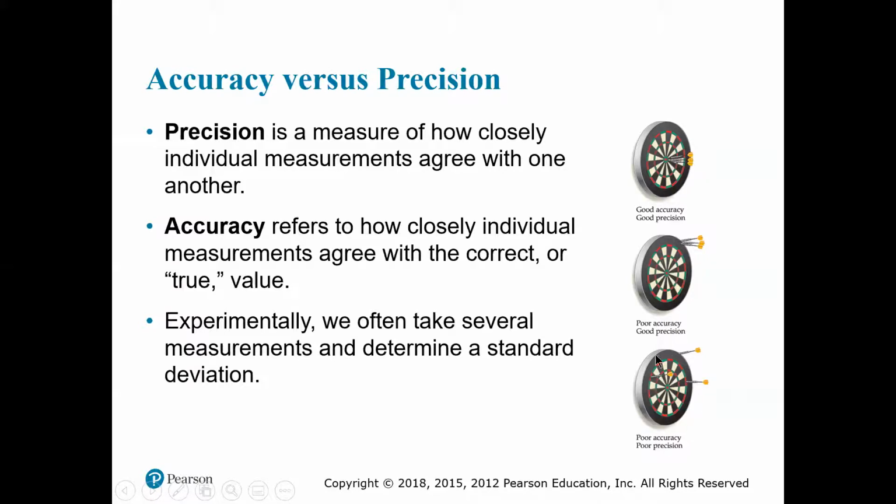This one down here looks like what my target looks like. My husband and I actually, one of our quarantine things has been shooting bows and arrows, and this tends to be what mine is. It's poorly accurate and poor precision. So, you know, we're working on it.